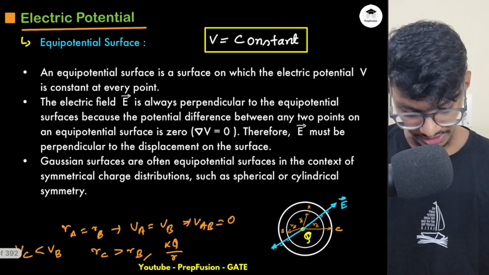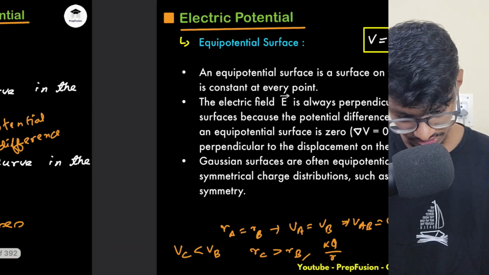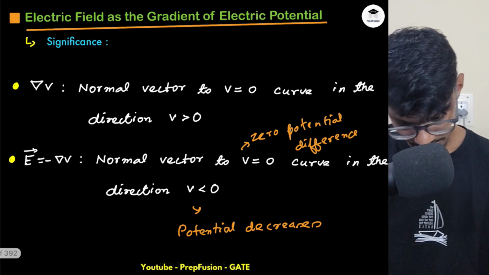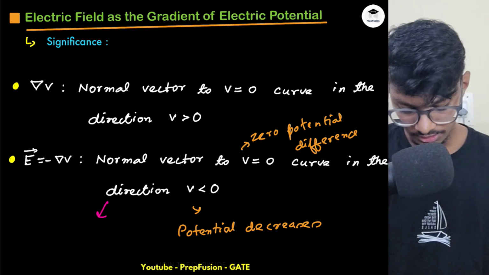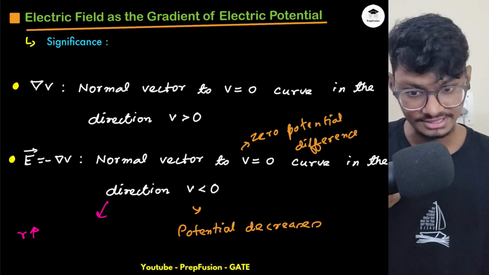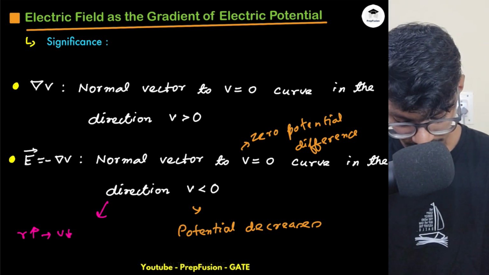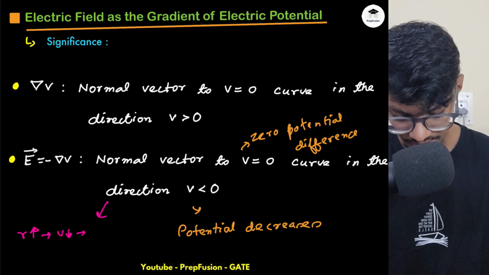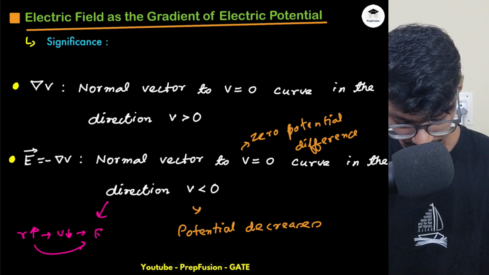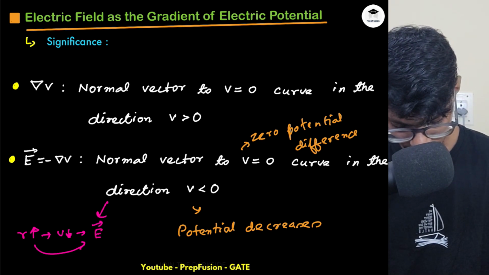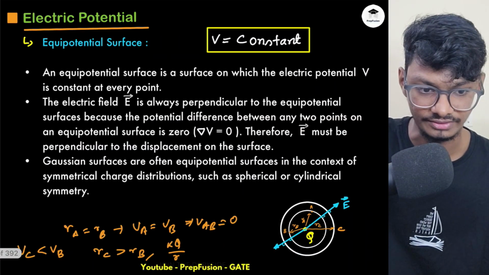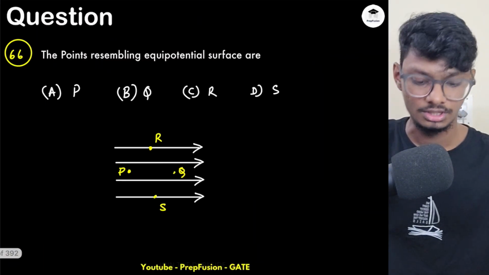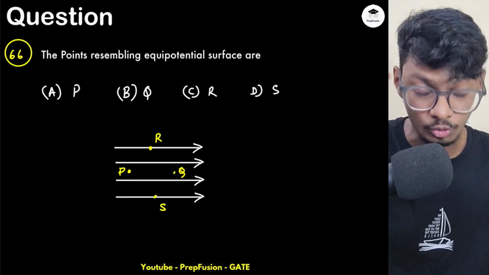So the main crux of this is that as my distance r increases, my potential will reduce, and that will be the direction of the electric field. If my potential reduces, that will be the direction of the electric field. I hope you understand this point. So yeah, that was about equipotential surfaces.